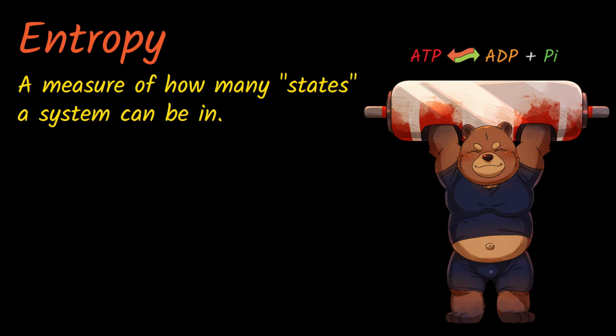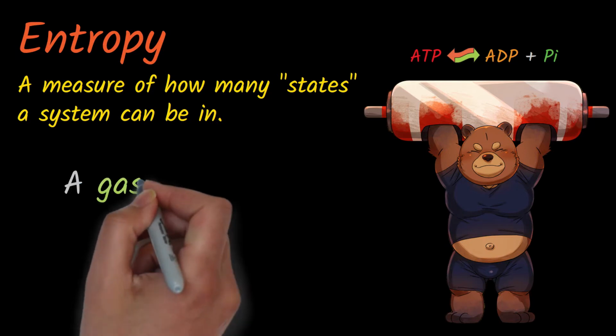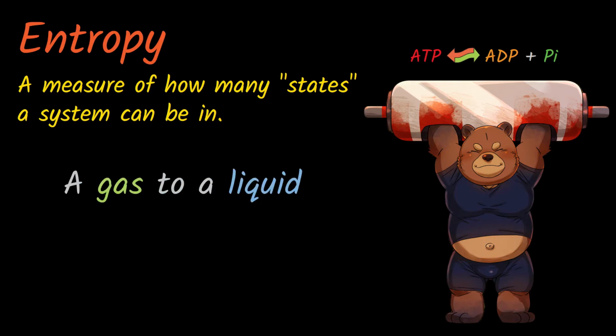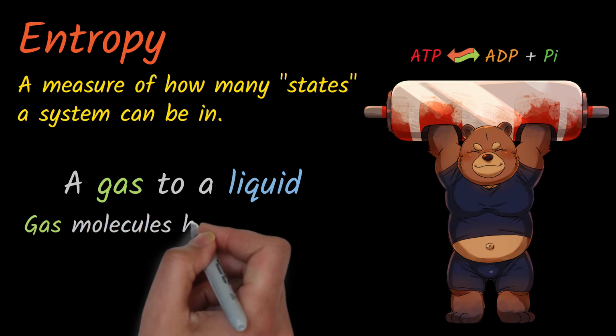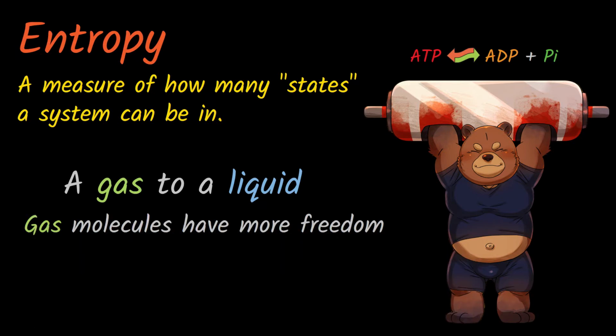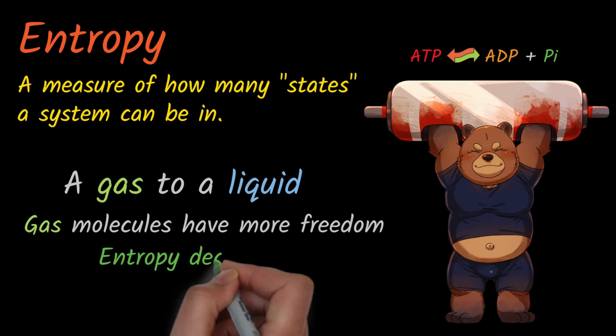Let's look at some chemical changes and see if we can decide whether they represent an increase or decrease in the total entropy of a system. First, we have gas condensing into a liquid. From our time studying intermolecular forces, we know that liquid molecules are more restrained than gas molecules, so the entropy would go down in this situation.